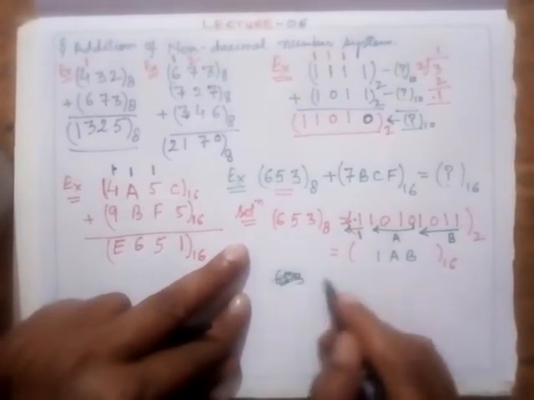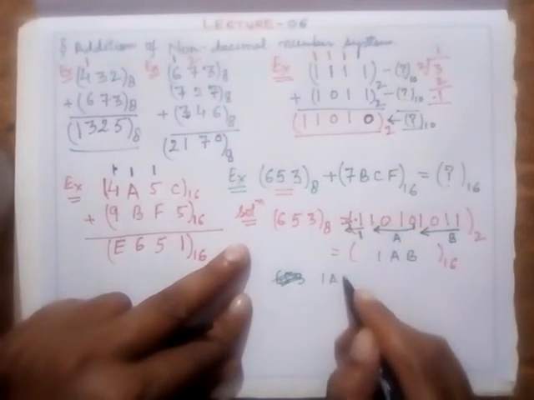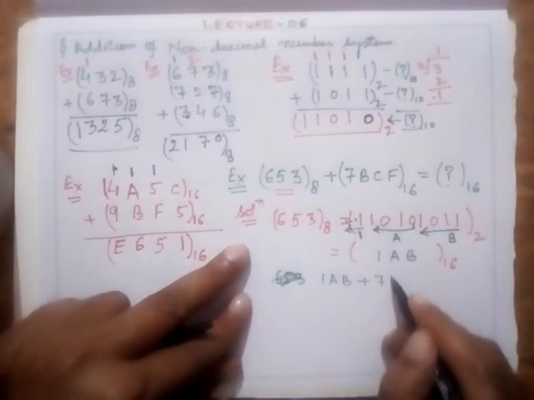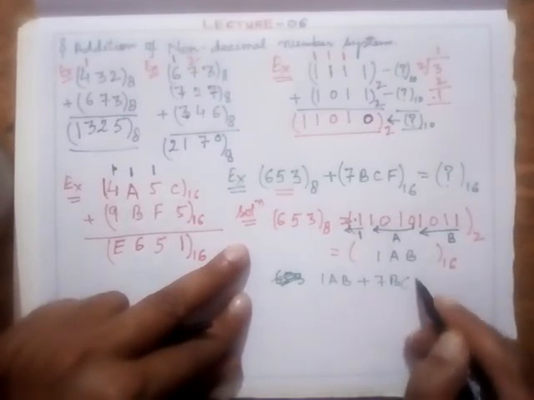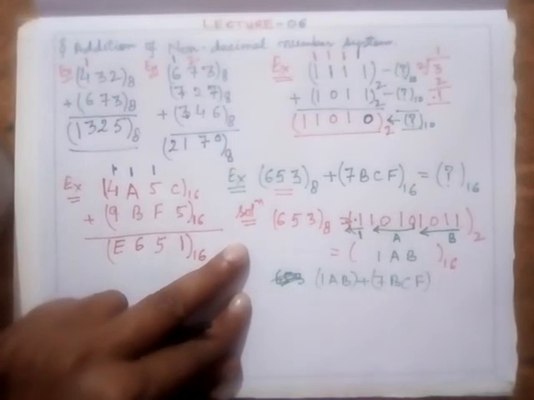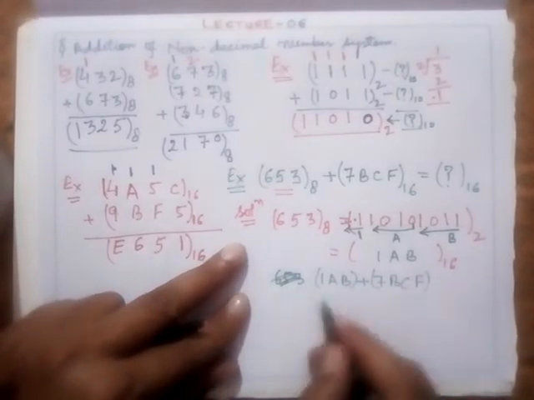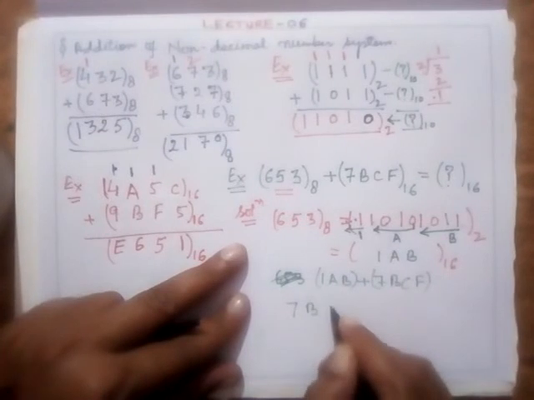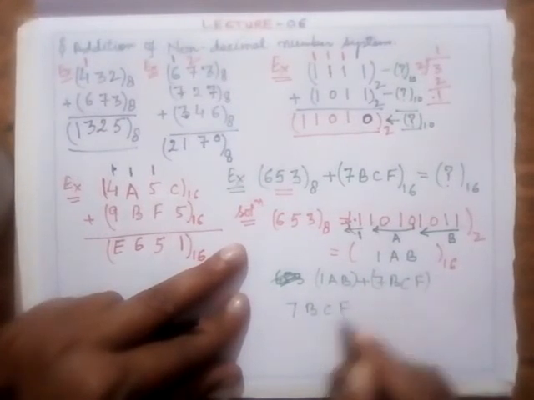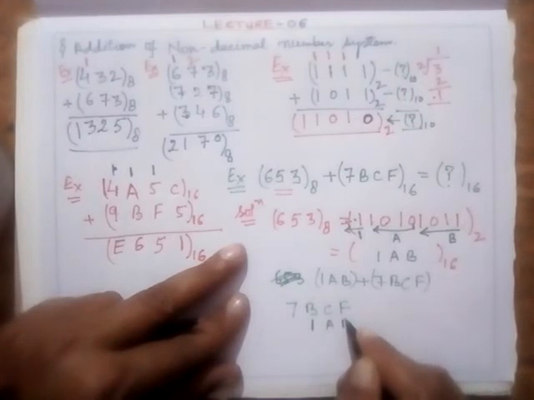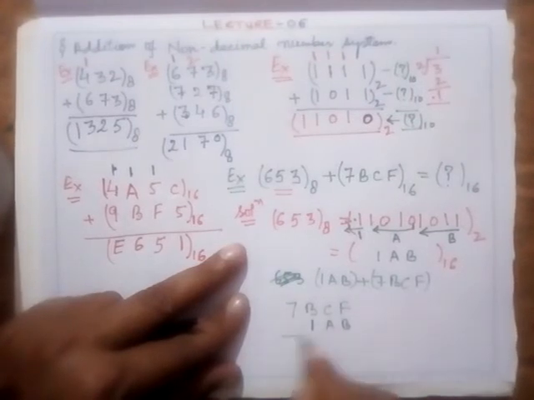My target is now 1AB plus this number 7BCF. Both are in base 16. So I'll add these two numbers. So it is 7BCF plus 1AB. This is what I have to add.